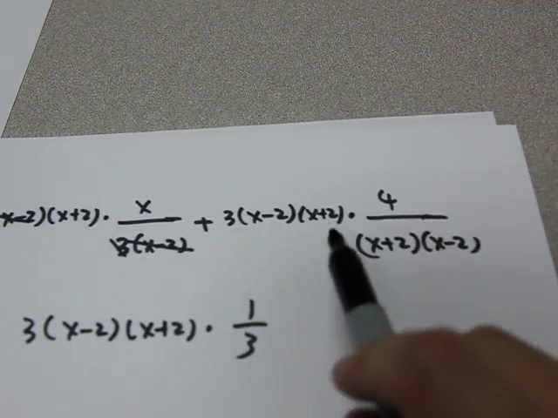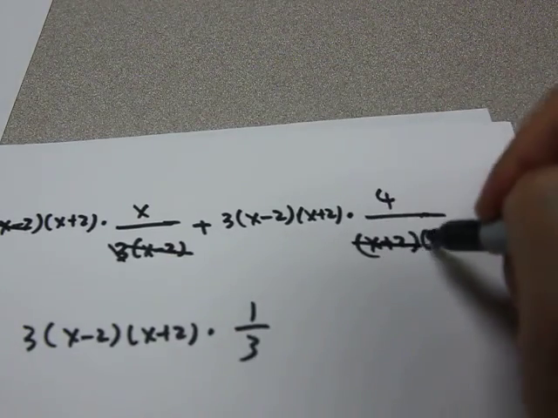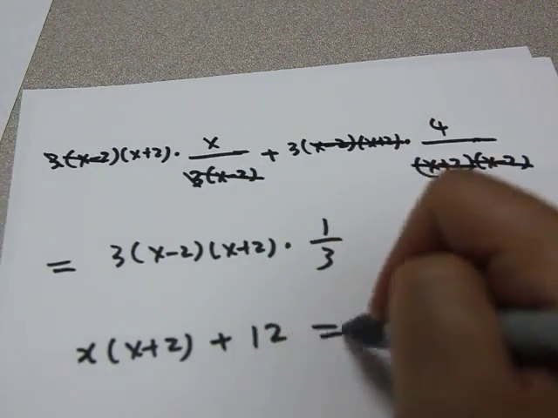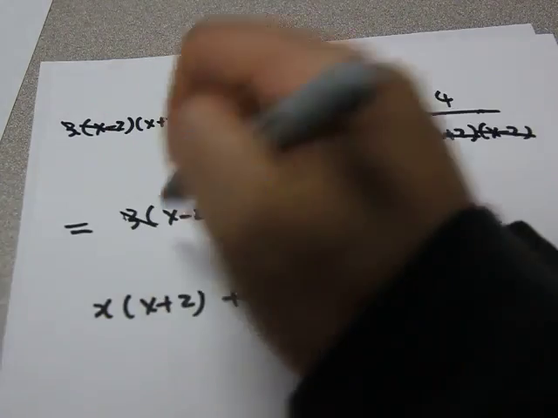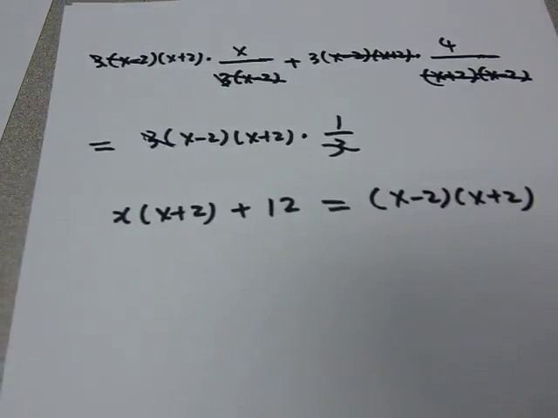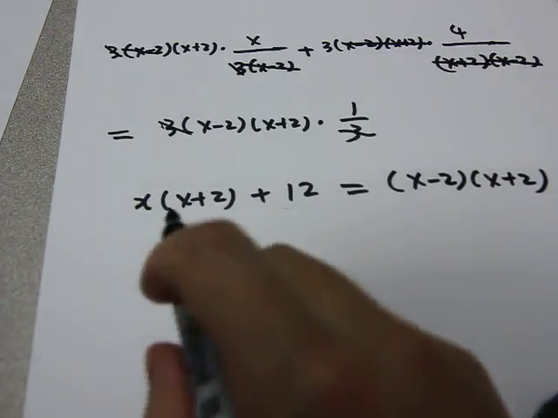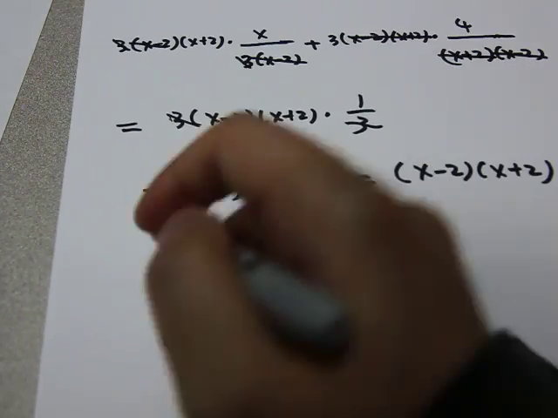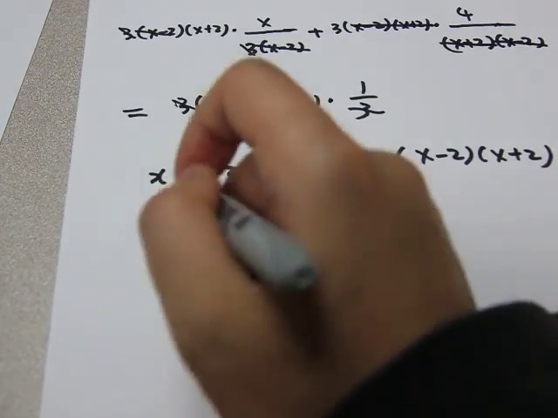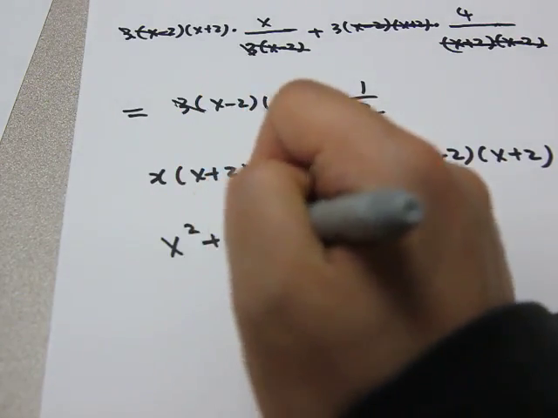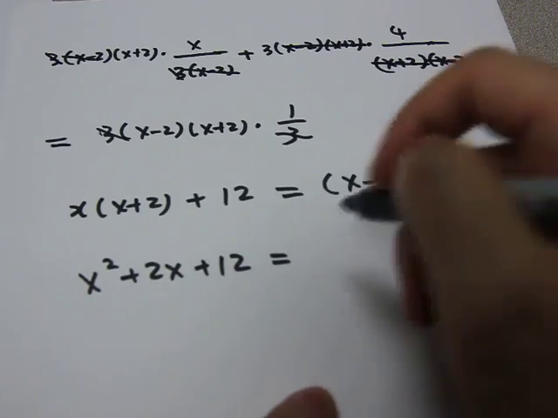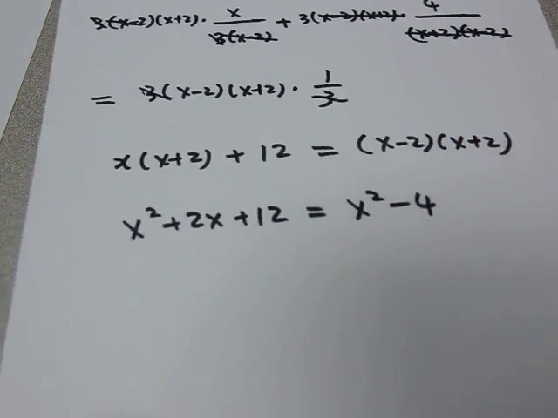Let's look at the second term. So x plus 2, x minus 2, they are cancelled out. So we are left with 3 times 4, so 12. On the other side, 3 is cancelled out. So we are left with x minus 2 times x plus 2. Okay. Now the equation becomes this equation. Let's simplify each side before we solve it. So here we have x squared plus 2x plus 12. On the right hand side we have x squared minus 4.